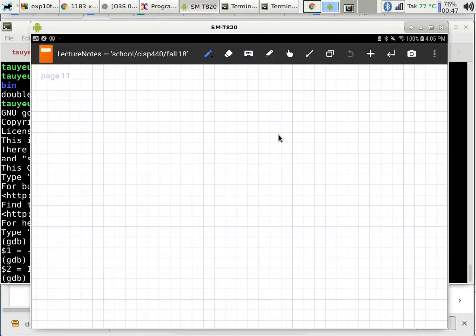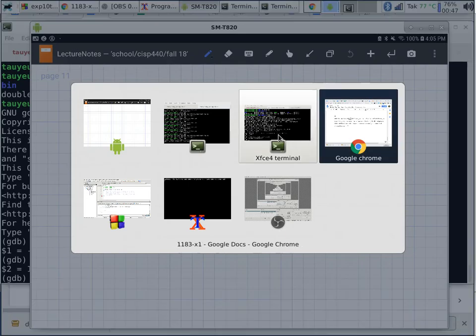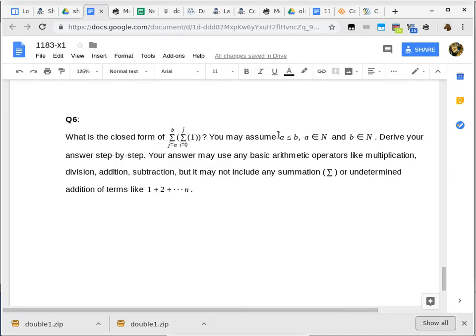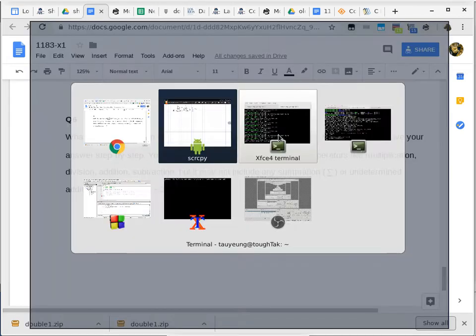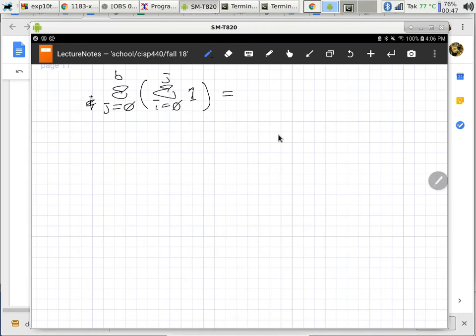All right. So the first thing I'm going to do, which is something that you cannot see, is I'm just going to copy it from the question to the tablet, so that way I can work on the tablet after that. So we have a sigma j equals to 0 to b, and then in parentheses we have sigma i equals to 0 to j, a constant of 1, and close paren. There we go. All right, so we want to derive this.